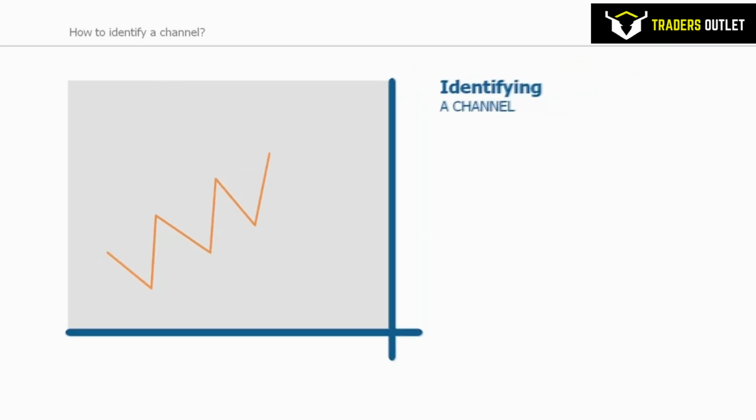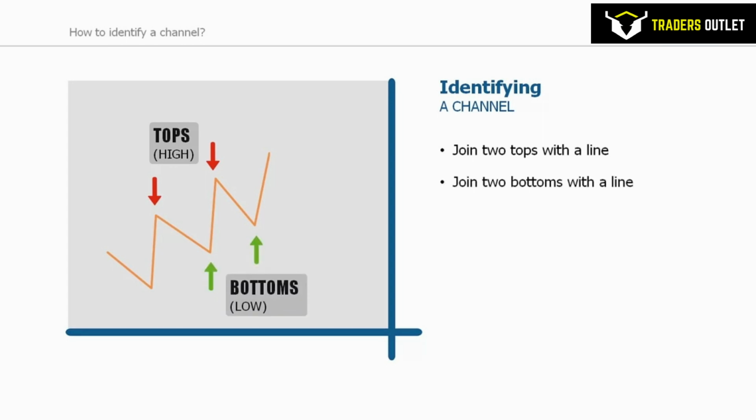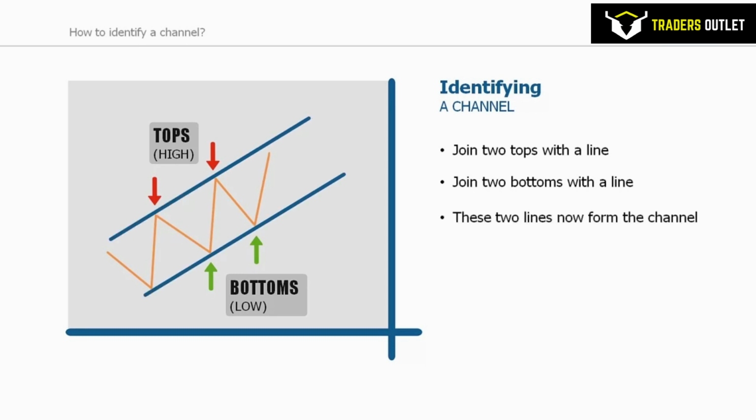When you want to draw a channel, you look for two tops. A top is the point where the price reached a new high and then reversed. You also need two bottoms to draw a channel, so you look for points where the price reached a low before turning back up again. Then you connect the two tops with a line and two bottoms with a line. You have now created a channel.